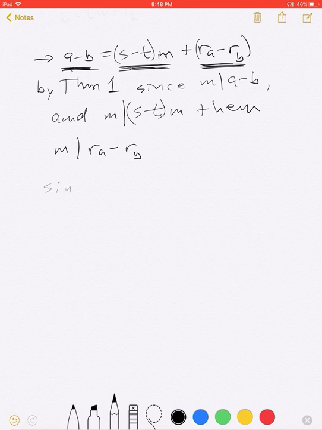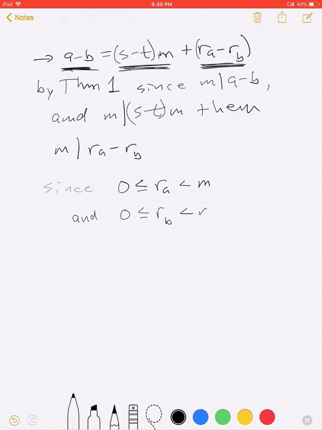Now since 0 is less than or equal to RA is less than m, and 0 is less than or equal to RB is less than m, you'll be able to tell that RA minus RB falls within the range of negative m and m, non-inclusive.